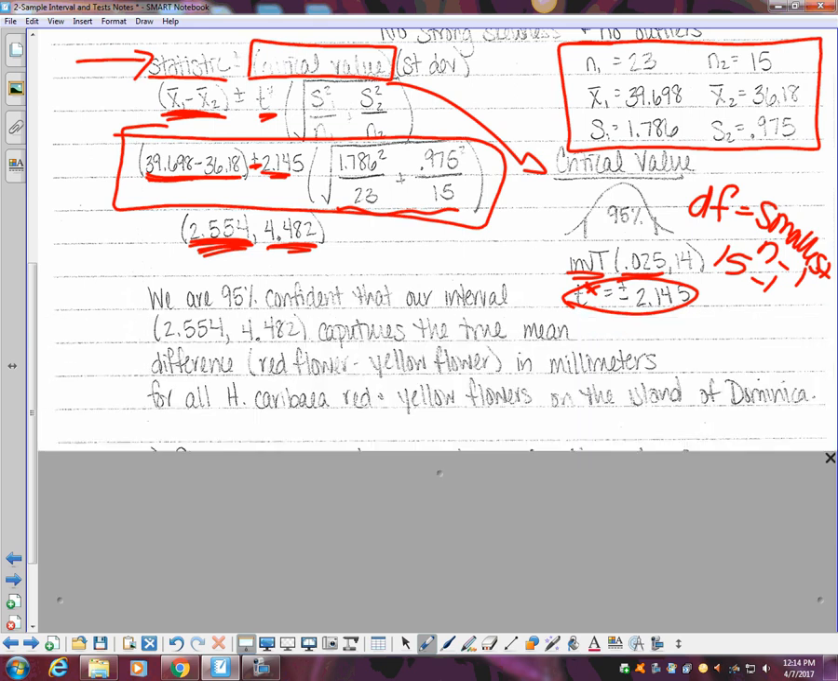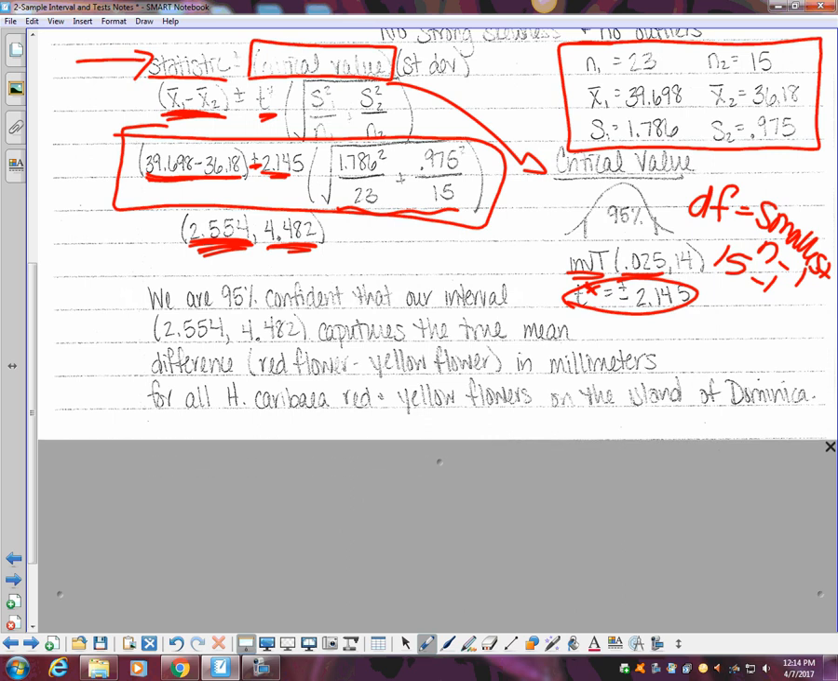Once I get my interval, here's my nice little sentence. I'm 95% confident that our interval from here to here captures the true mean difference, and then I put in parentheses just to clarify that I did red minus yellow in millimeters for all these flowers on the island of Dominica.